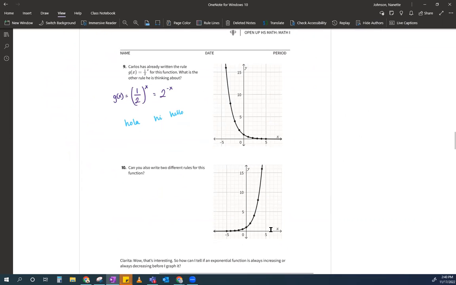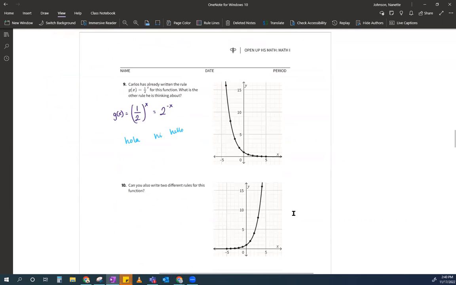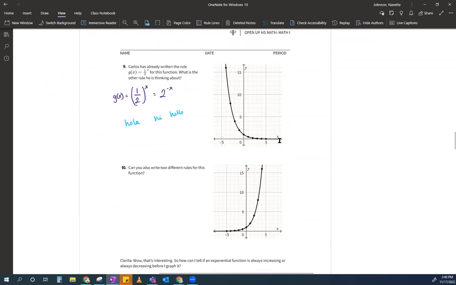Can you write two different functions for this one? Now this one, this is exponential decay. What is this one going to be? Okay, go ahead and pause and I'm going to bring it back.